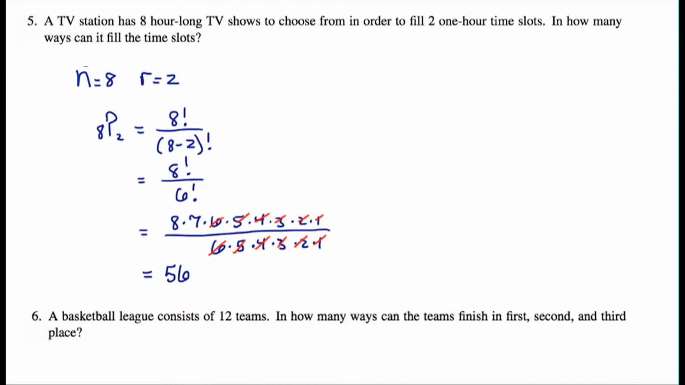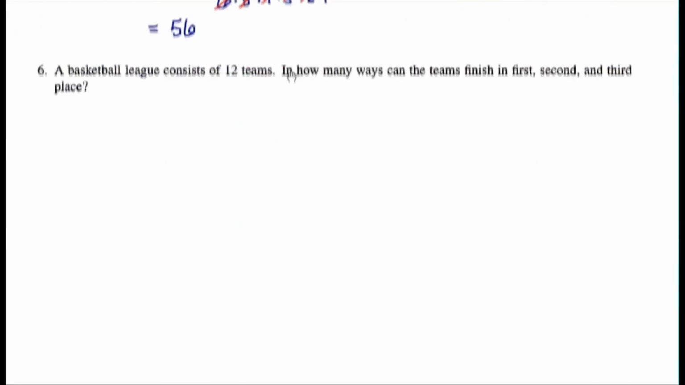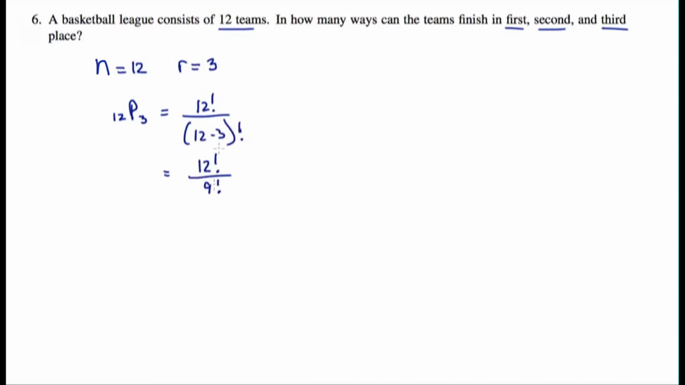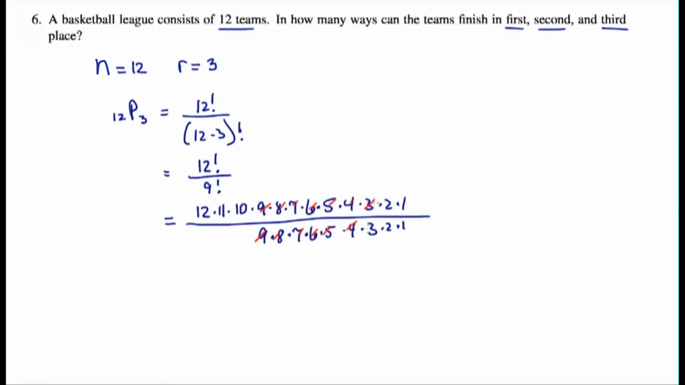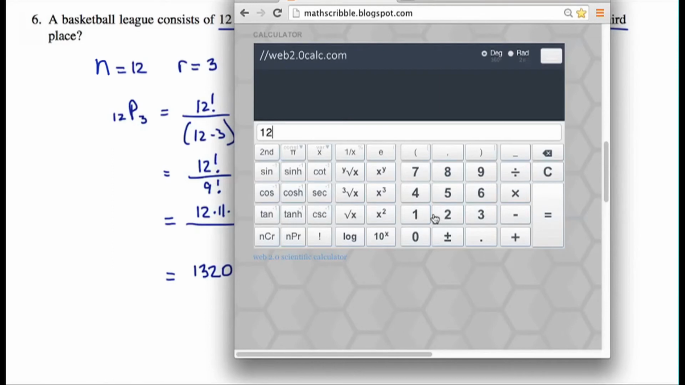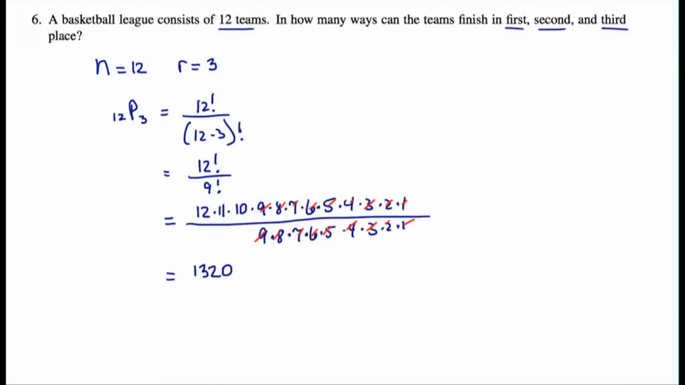Problem 6. A basketball league consists of 12 teams. In how many ways can the teams finish in first, second, and third place? So we have 12 objects and 3 spaces. So this would be 12P3. So this would be 12 factorial over 12 minus 3 factorial, which is 12 factorial over 9 factorial. Everything from 9 down is going to cancel here. So I get 12 times 11 times 10, which is 1,320. Let's check it on the calculator. 12 factorial divided by 9 factorial. Yes, 1,320 is our answer.